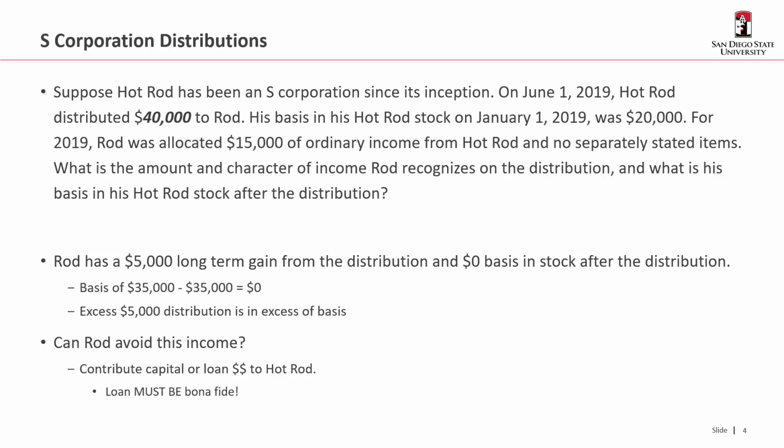Well, he could contribute capital to the S Corp. That'd be one way. Or remember, he can make a direct loan to the S Corporation that also creates basis. But of course, the loan must be a bona fide loan. That brings us to the end of S Corporation distributions.